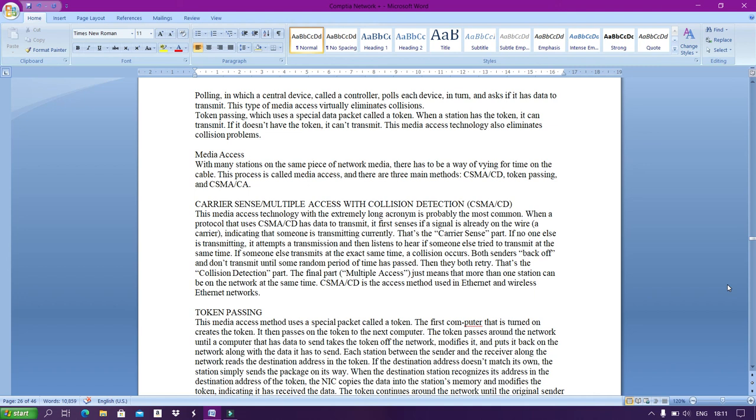Token passing, which uses a special data packet called a token. When a station has a token, it can transmit. If it doesn't have the token, it can't transmit. This media access technology also eliminates collision problems.